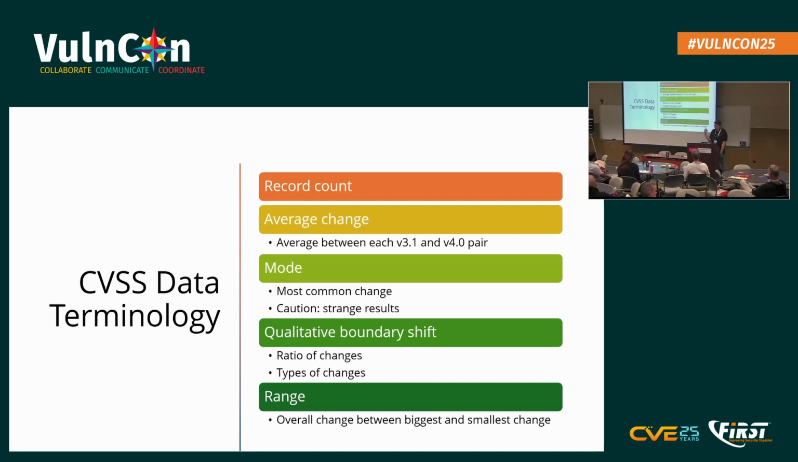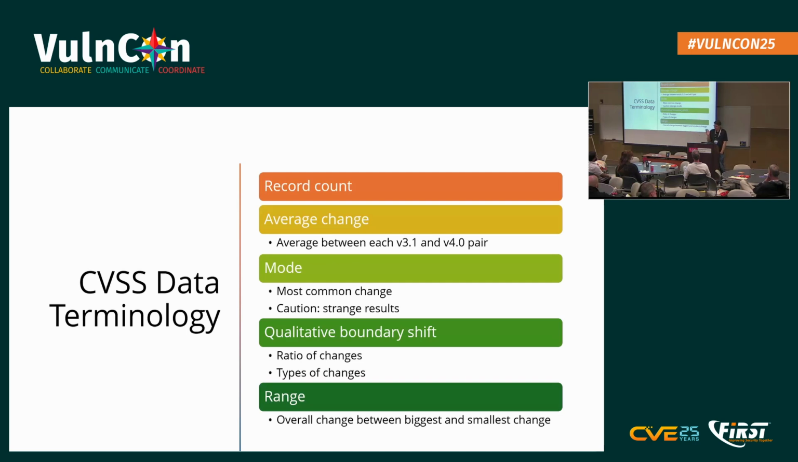So some of the terminology that I'm going to talk about briefly when I'm doing some of these statistical comparisons: I'm really looking at a raw count of records, how many records appear in the data set, where each record, typically a CVE, has a CVSS version 3 score and a version 4 score so that I can compare them. I'm also looking at the average change, so on average across the whole data set, what changed in the numeric score from version 3 to version 4. And then the mode, the most common change.